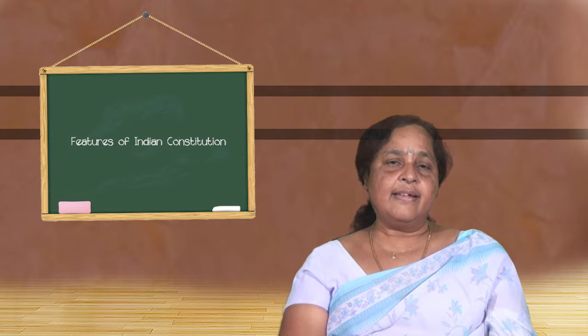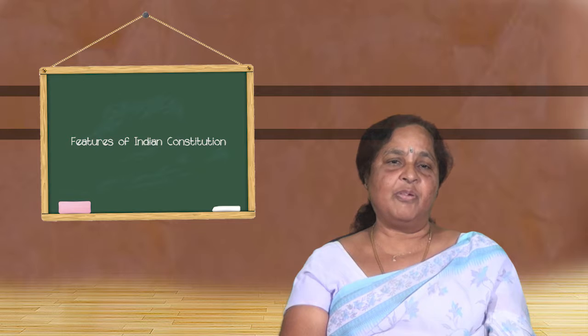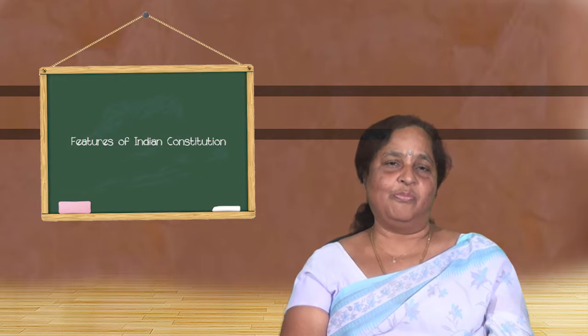Then India is a republic. When India got independence, there were more than 200 kings ruling in our country, but now there are no kings ruling in India after India became a republic, because of the absence of hereditary or king rule.